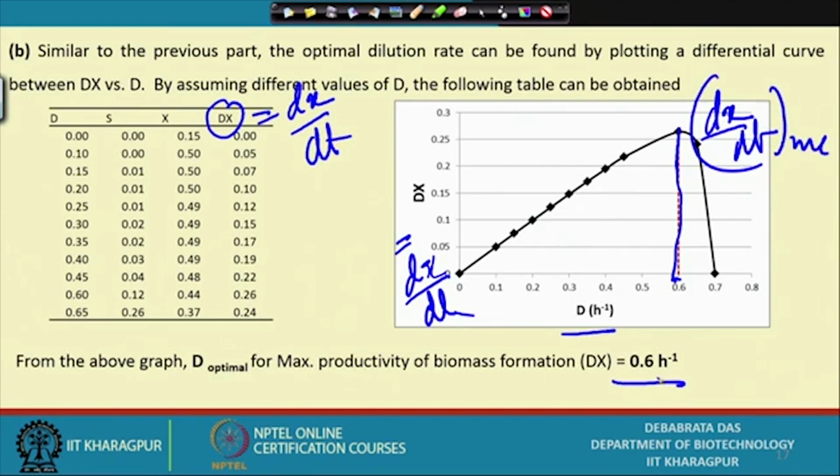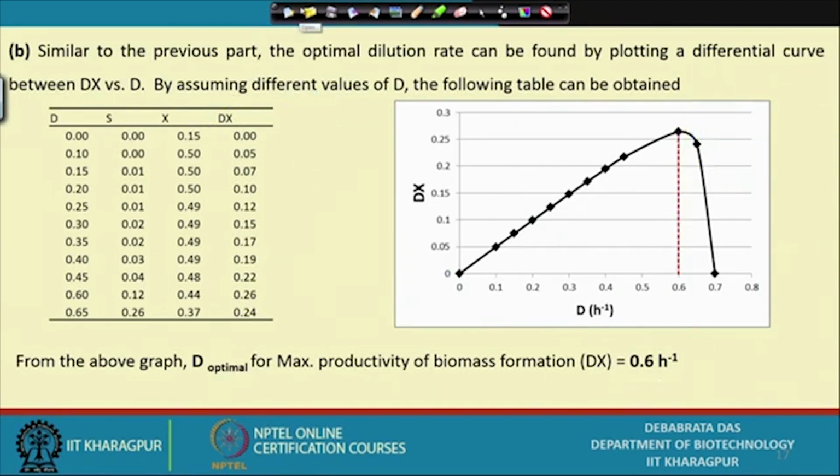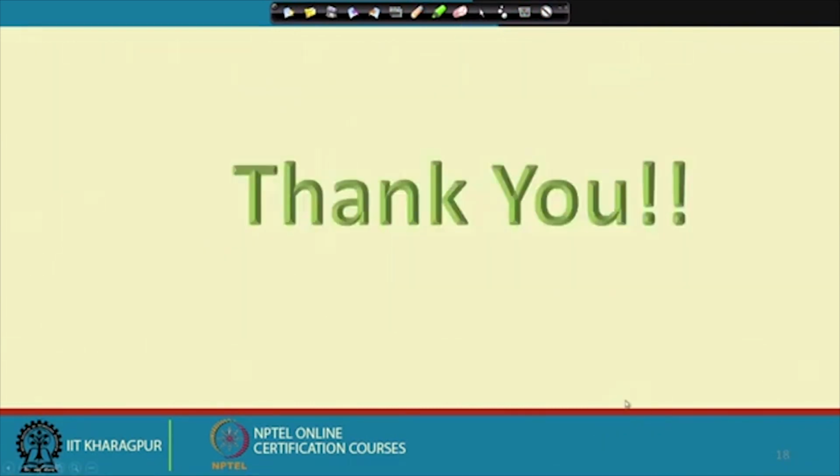So both we have seen, the product formation and the cell mass formation, we required maximum at the same dilution rate.